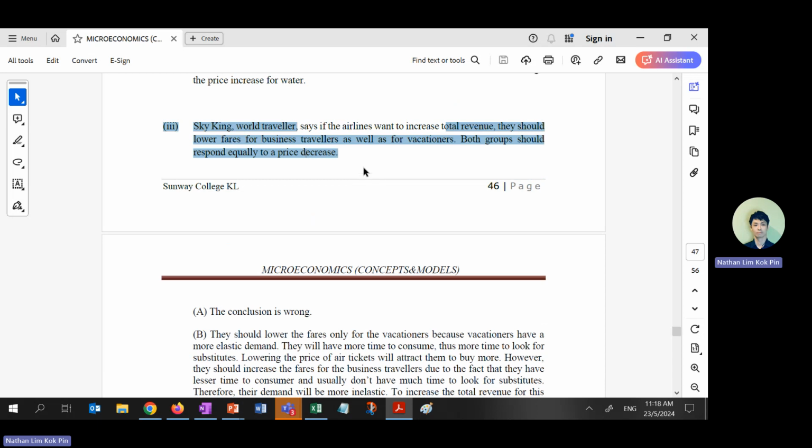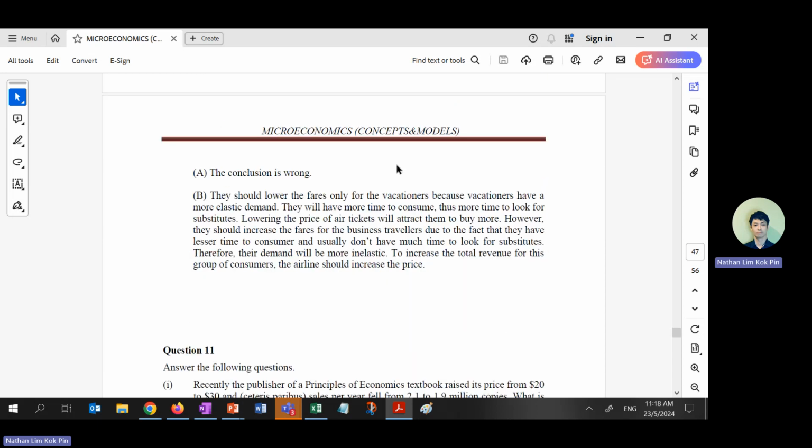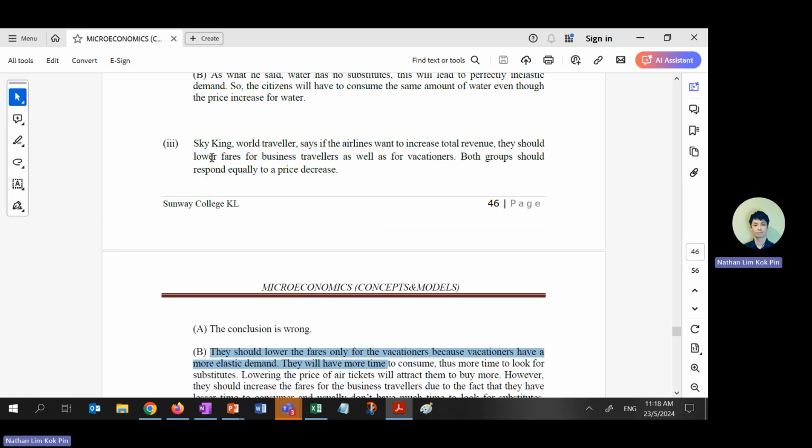Number 3, Sky King. This conclusion is wrong. Why wrong? They should not do a price decrease for both groups, because the 2 groups have 2 types of elasticity of demand. I told you before, if you want to increase total revenue, what should we do?